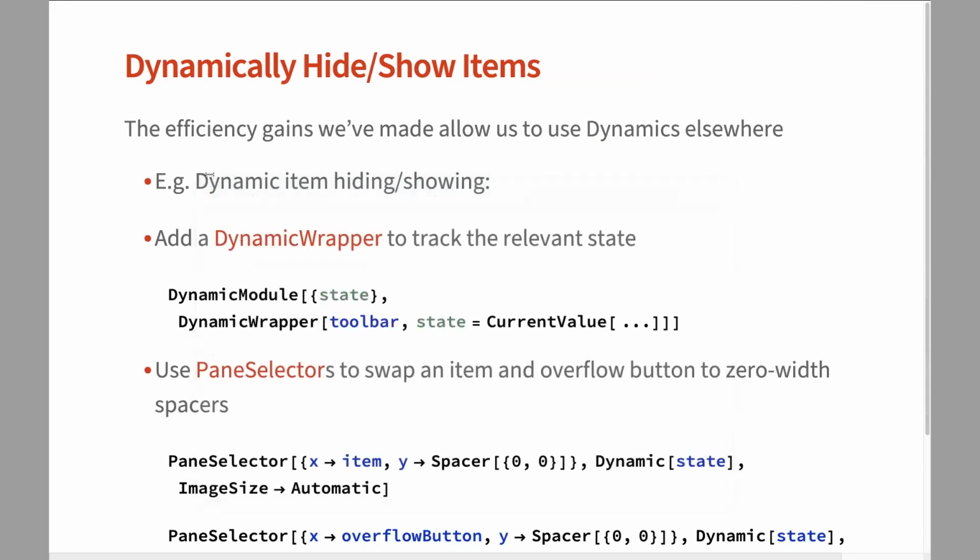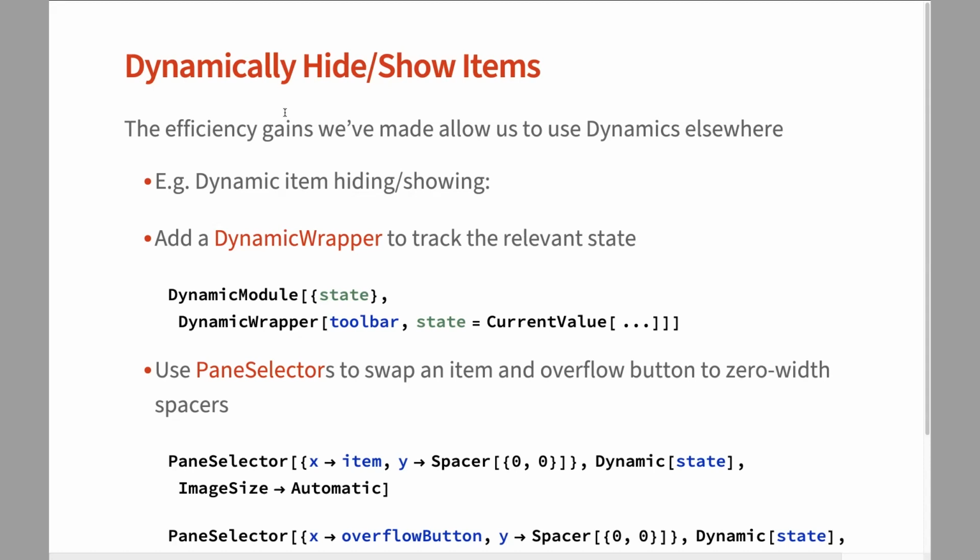Okay, so because we've got this solution that doesn't contain any explicit dynamics, we've kind of freed ourselves up to use dynamics elsewhere. So we can do some heavier lifting elsewhere. And so what you might want to do, as I showed at the beginning, was dynamically hide and show some items based on a certain context. So for example, whether the insertion point is in a text cell or in an input cell.